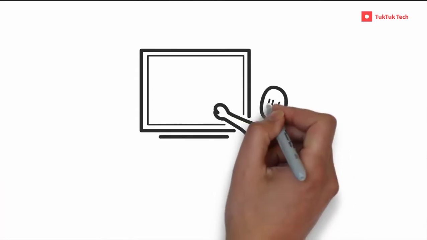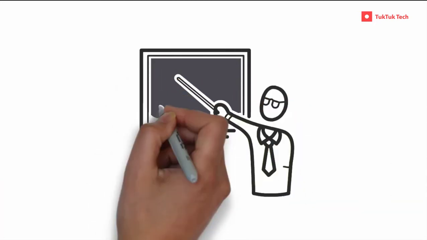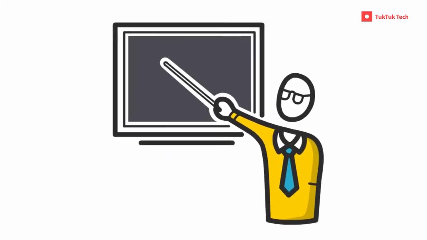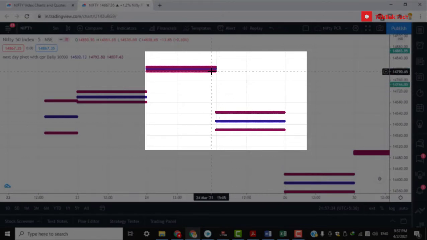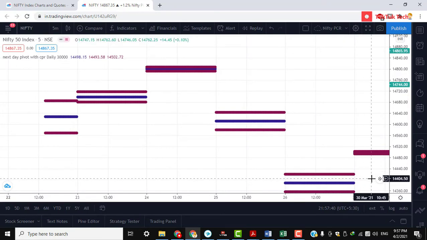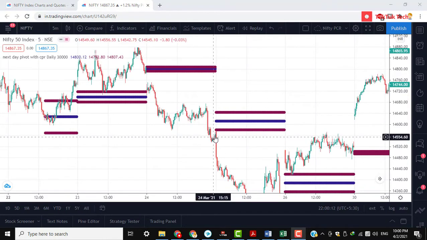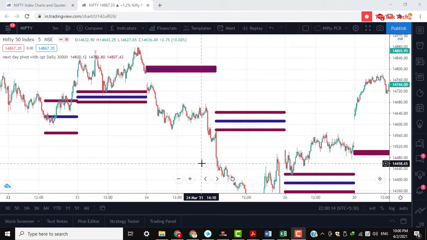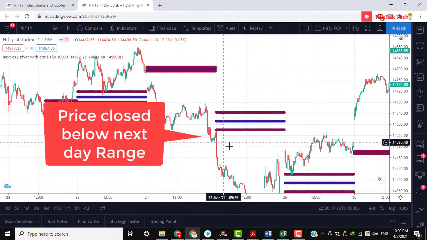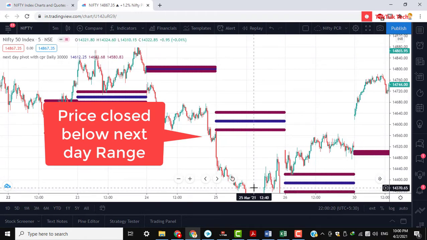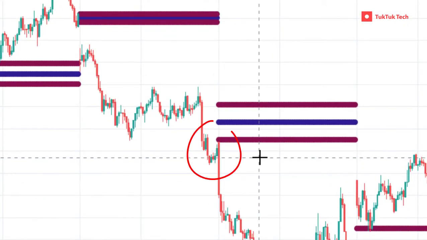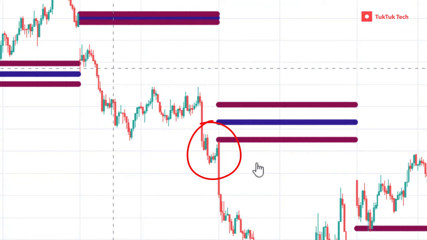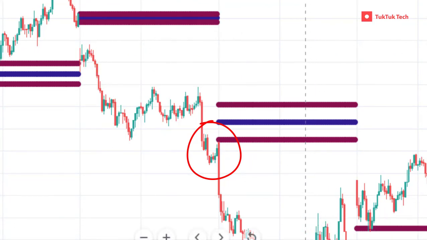Let's check this with a few examples. On 25th March, lower value relationship was formed in the Nifty 50 index. You should observe the price closely when this relationship forms. Note, the Nifty ended well below the next day pivot range, and on the 25th, the opening candle confirmed the continuation of the trend by opening below the central pivot range.